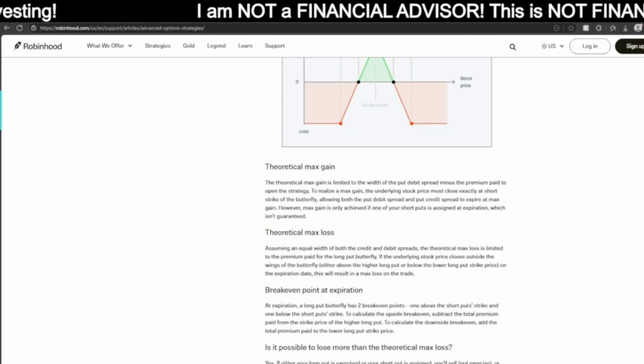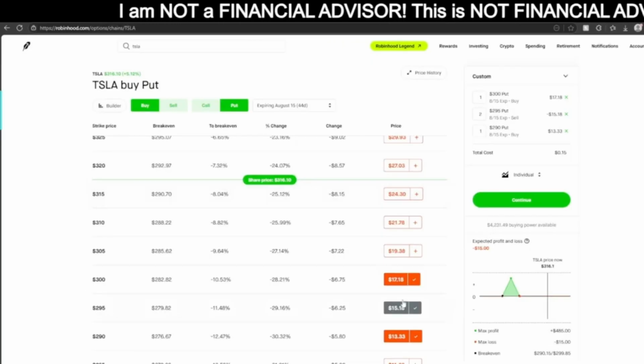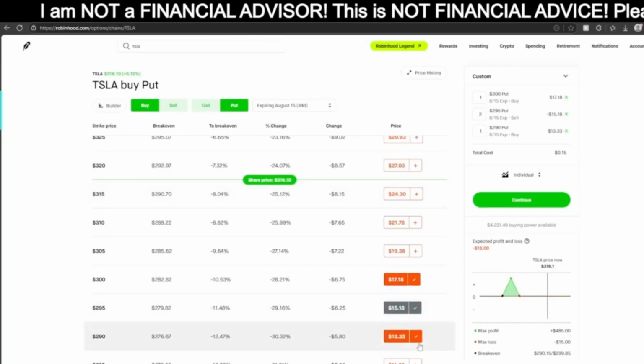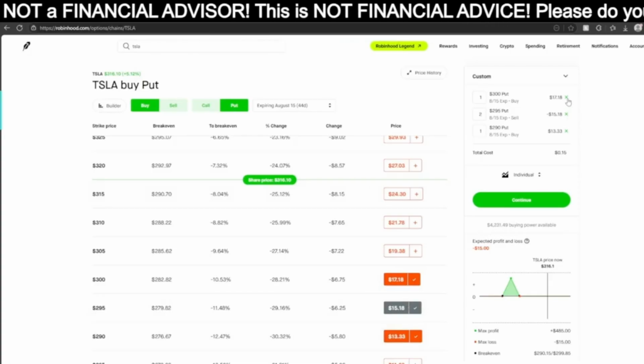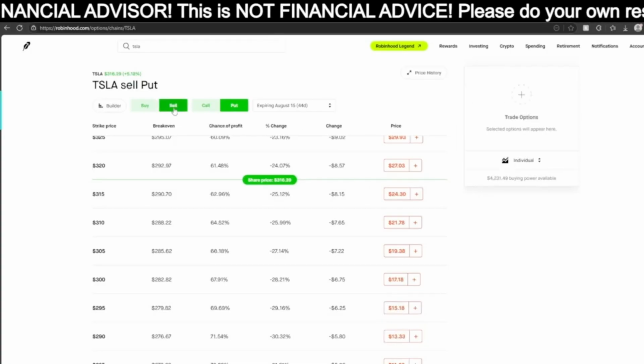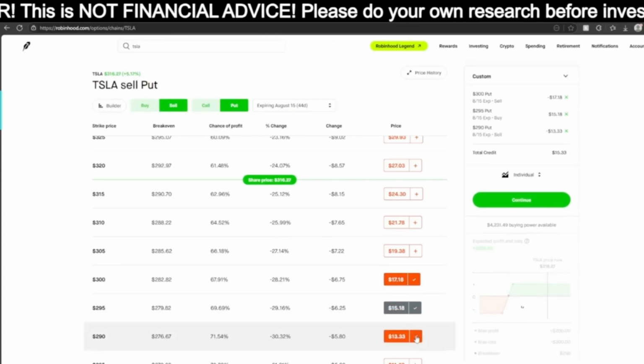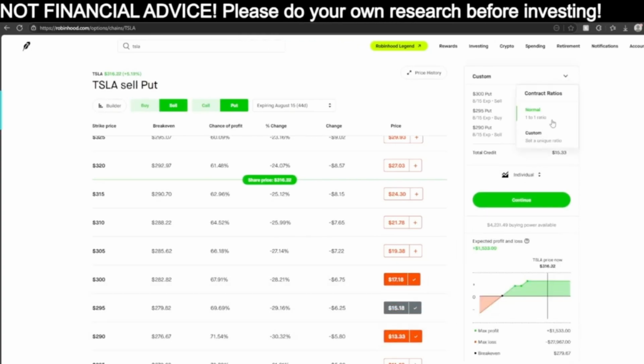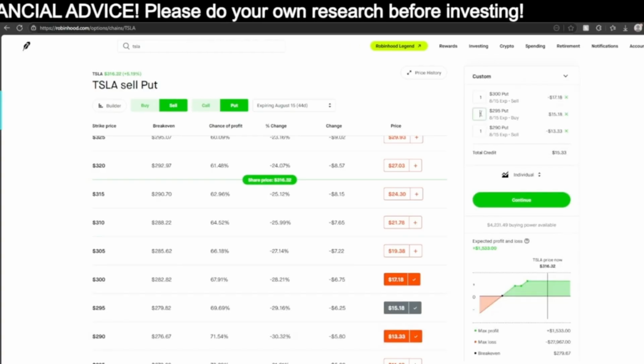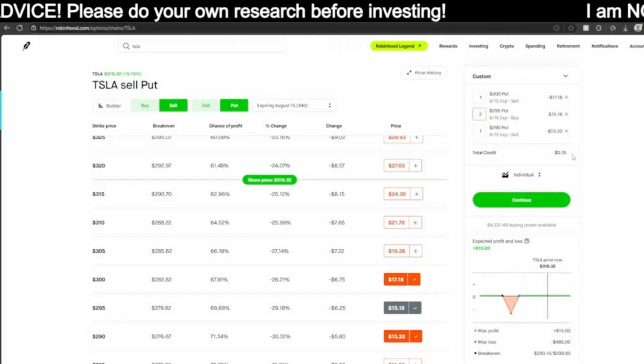Now, the short side obviously is flipping it. So you would sell this one, buy these two, sell this one instead. And what that would look like is, let's do it again, because why not? So I'd sell the 300. I would buy the 295. I would sell this one. And then I would change my options here. So custom ratio and do 2 bought options to offset here.